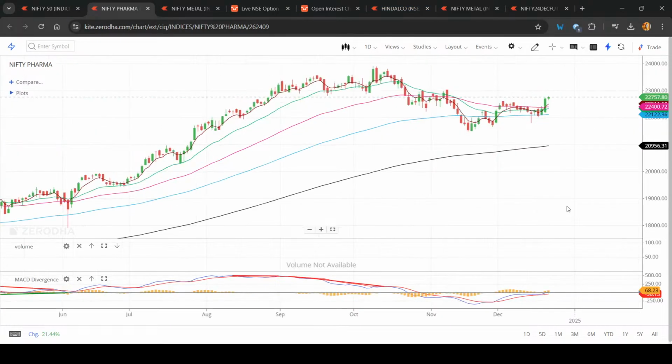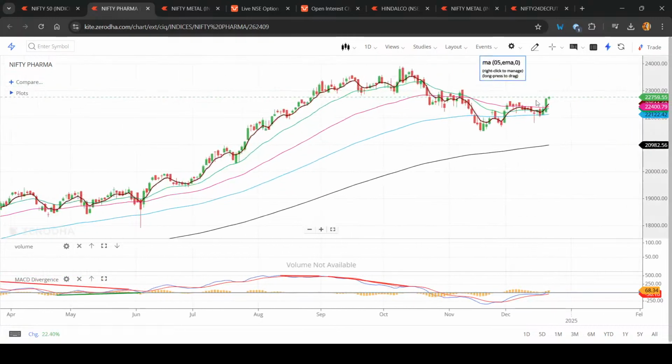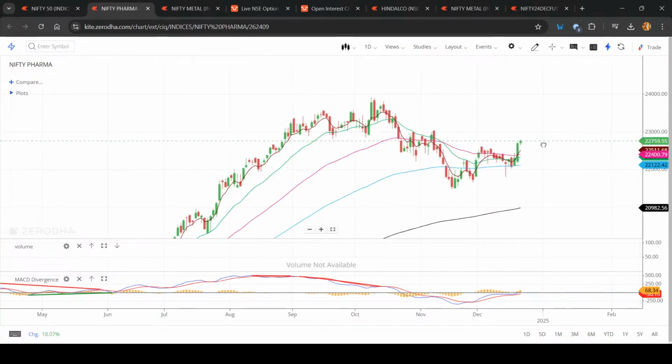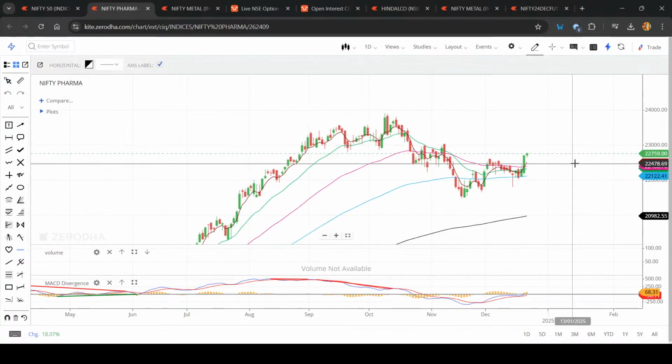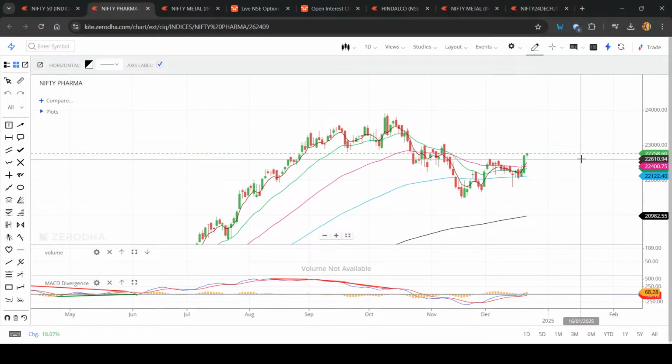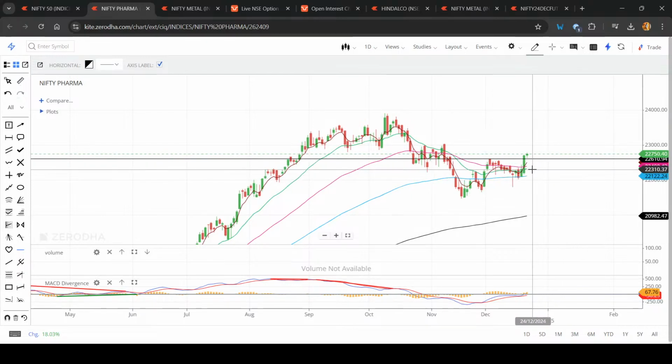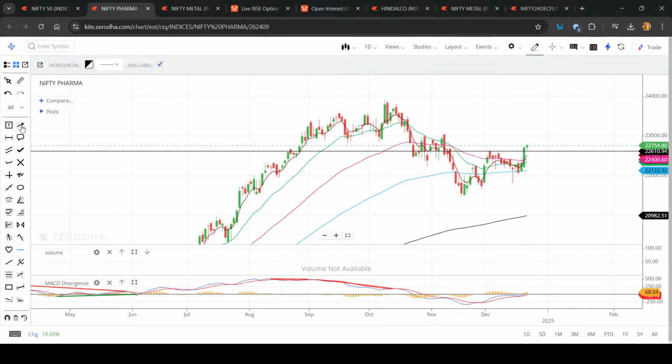If you look, pharma has given a breakout from the levels of 22,600 on the pharma index, and pharma has been continuously bullish for the past 3 sessions. So my expectation from pharma is that it is trying to bottom out and make a W. This can form in pharma provided we do not close any day below the prior day low.